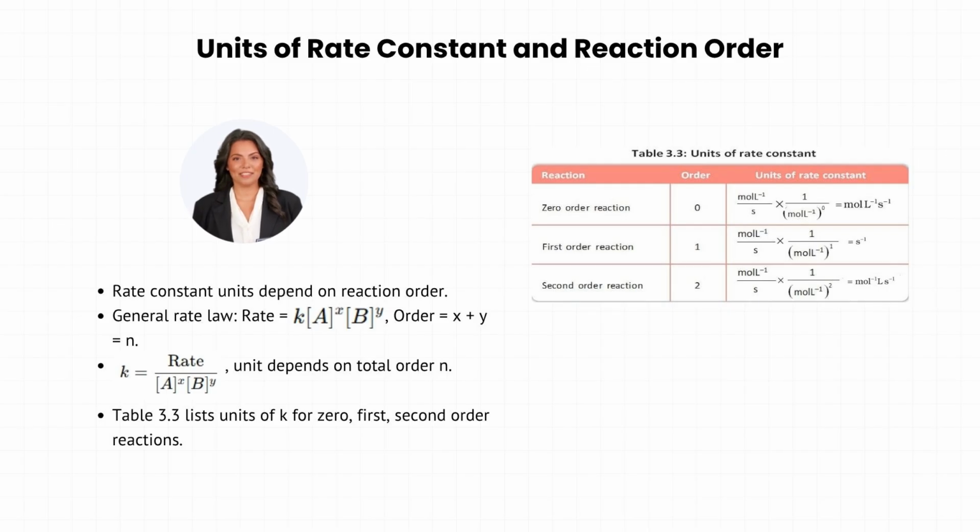This helps chemists check that their rate expressions are consistent and allows easy comparison between different reactions. Now, consider this question. If a rate constant K has units of s to the power of -1, what is the likely order of the reaction? Pause for 15 seconds and think.